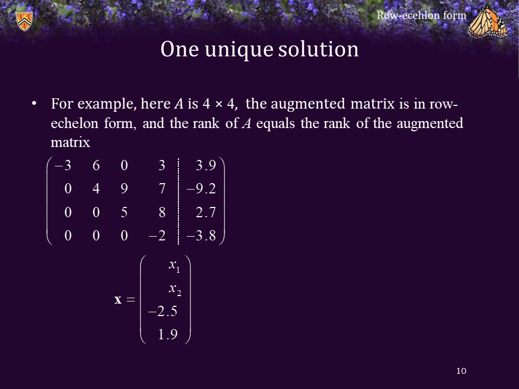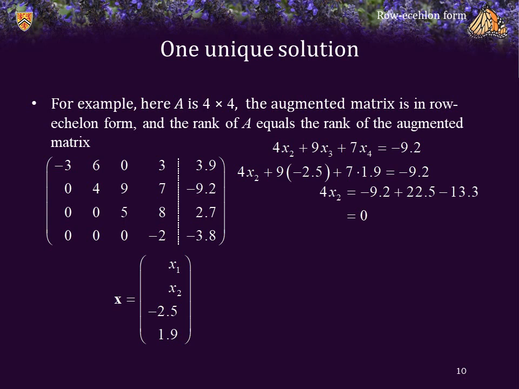Row 2 says that 4 times x2 plus 9 times x3 plus 7 times x4 is equal to negative 9.2, and we can substitute in the values of x3 and x4 that we've already found. All right, there we go. And we can now calculate that value and subtract that value from both sides. Consequently, we have that 4 times x2 is equal to 0. Dividing both sides by 4 gives us that x2 is equal to 0.